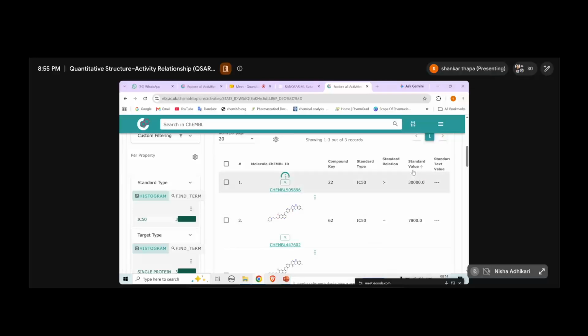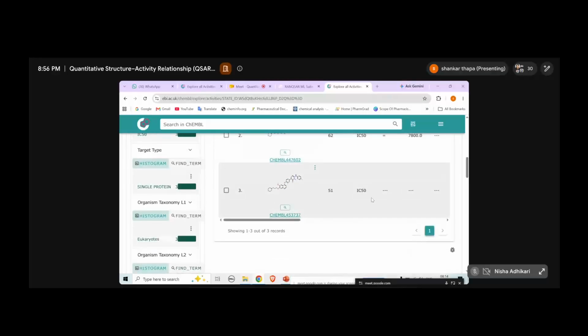So what I was talking about during the theory part was the biological activity. This standard value is your biological activity. So this is IC50. Okay, this is the standard value. This is your biological activity, and this value we have to note down. This IC50 value is given by this compound, and this one by this compound. Accordingly, there is no reported value for this one.